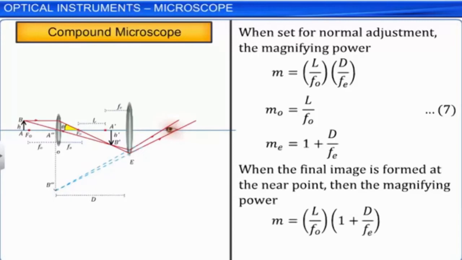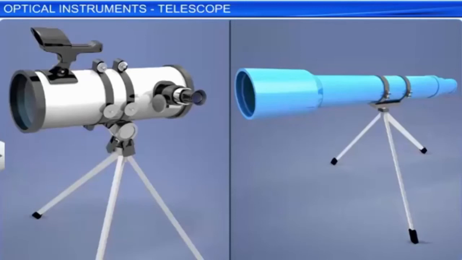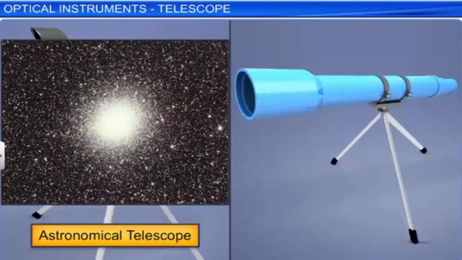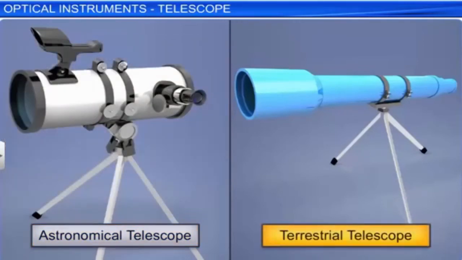In fact, the objective and the eyepiece of a compound microscope are made of a multiple lens system. This improves the quality of the image and minimizes various optical defects. The telescope is an optical instrument that is used to view distant objects clearly. The astronomical telescope is used to view celestial bodies, and the terrestrial telescope is used to view distant objects on the Earth's surface.